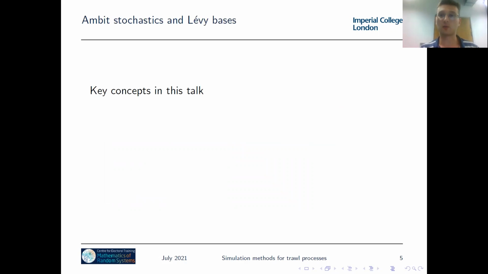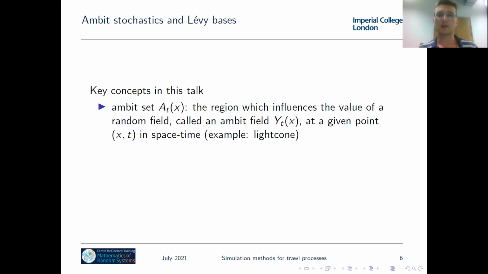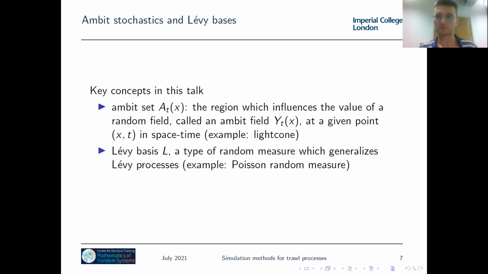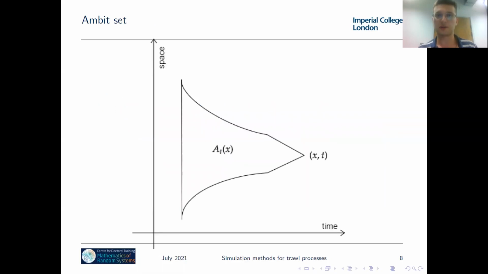Before we delve into any of that, we need two key concepts for this talk. The first one is the concept of an ambit set, A_t(x), which can be thought of as the region which influences the value of a random field called an ambit field Y at a given point (x, t) in space-time. Common examples include light cones and sound cones, but the choice of ambit set differs significantly from one setting to another and is informed by the knowledge we have about the system we are trying to model. This is one particular example of an ambit set.